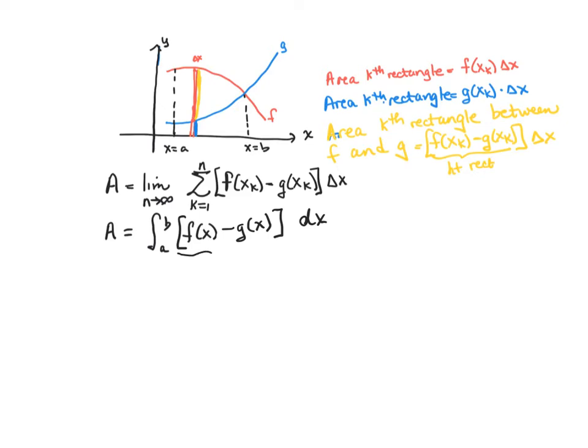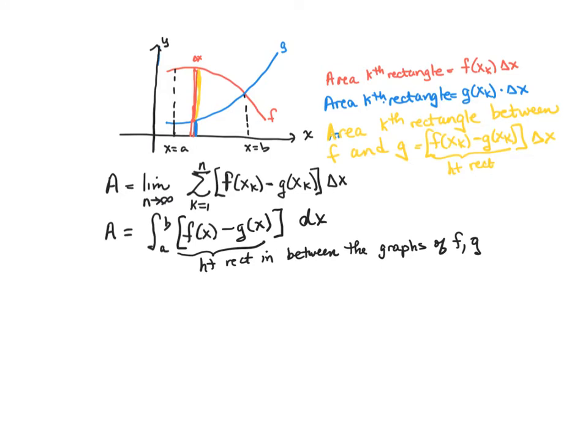Remember, this is the height of the rectangle in between the graphs of f and g. Right? And the dx is our delta x, which is the width of the rectangle.